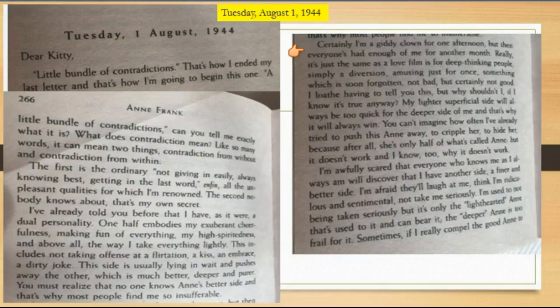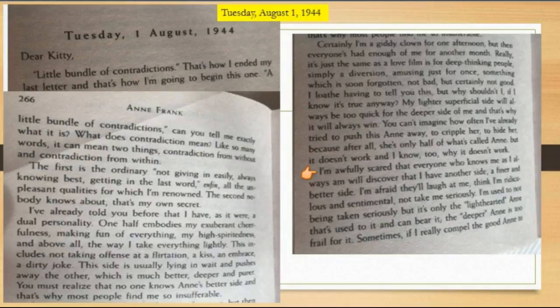I loathe having to tell you this, but why shouldn't I, if I know it's true anyway? My lighter, superficial side will always be too quick for the deeper side of me, and that's why it will always win. You can't imagine how often I've already tried to push this Anne away, to cripple her, to hide her, because after all, she's only half of what's called Anne. But it doesn't work, and I know too why it doesn't work.